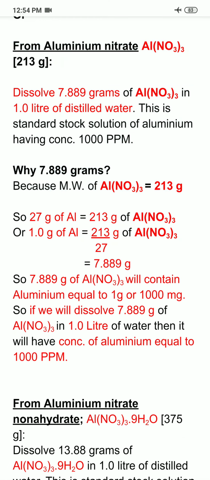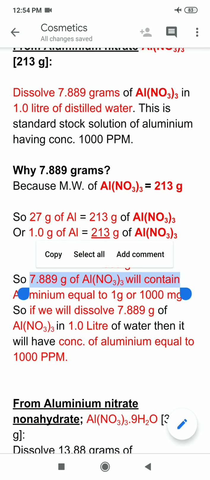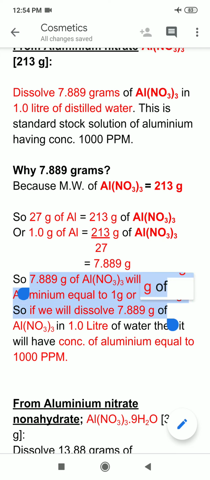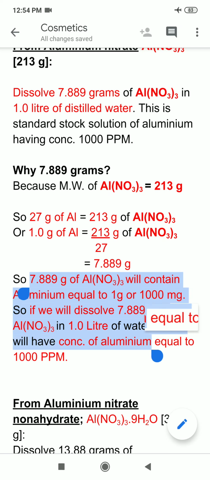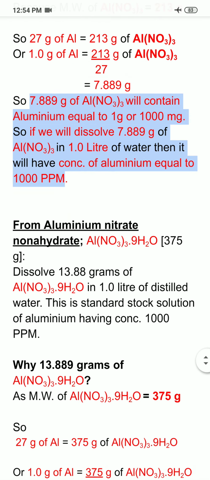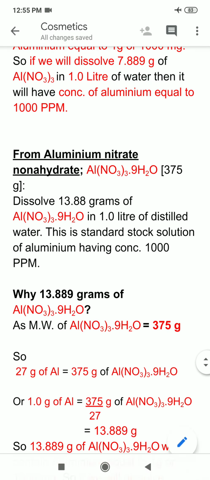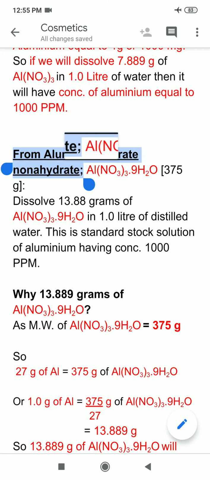So I can say that 7.889 grams of aluminium nitrate will contain aluminium equal to 1 gram or 1000 milligrams. So by dissolving 7.889 grams of aluminium nitrate anhydrous in 1 liter of water, we will get a concentration equal to 1000 ppm. Similarly, we can prepare this 1000 ppm solution of aluminium metal by using aluminium nitrate nonahydrate.